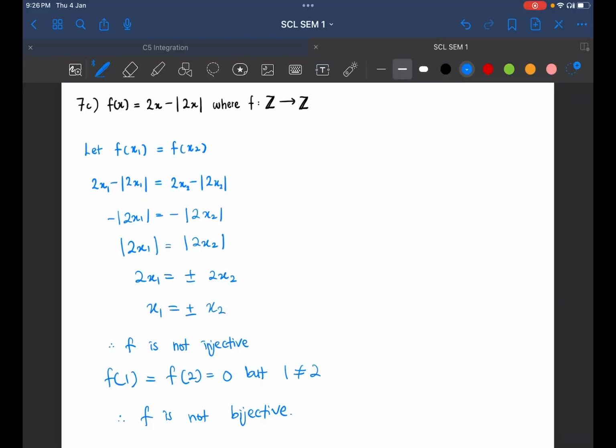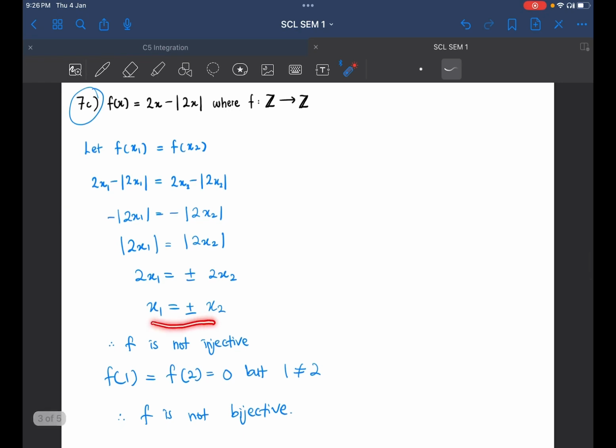Question 7. We need to determine whether the following functions are bijective or not. Give your reason. For 7c, f(x) equals 2x minus modulus 2x, where the domain and range of the function are integers. Let f(x1) equal f(x2), and we put the equation side by side and compare it. And at the end, we will get x1 equals positive or negative x2. Since x1 does not equal x2, f is not injective. For the proof, when we substitute the value of x equals 1 or x equals 2, we will get 0.